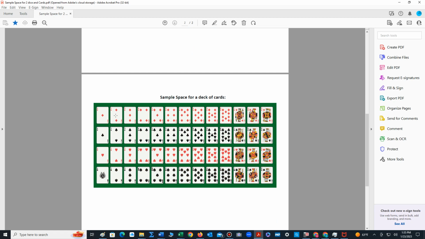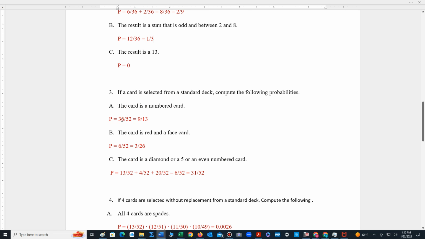Let's see, let's first count the numbered cards here. There's 4 of each type, so we'll just multiply it by 4. So we have 1, 2, 3, 4, 5, 6, 7, 8, 9. 9 times 4 is 36. Out of 52, that's going to reduce to 9/13.